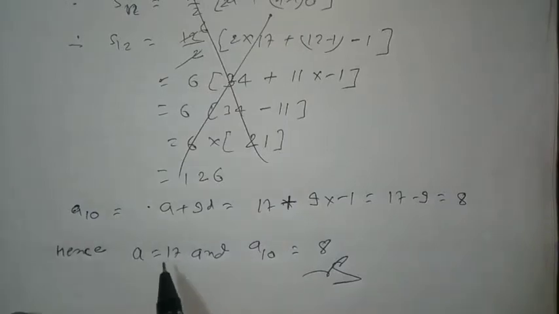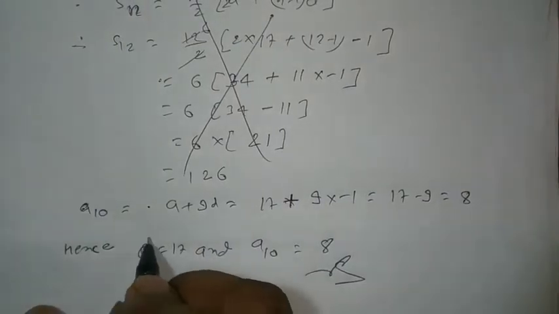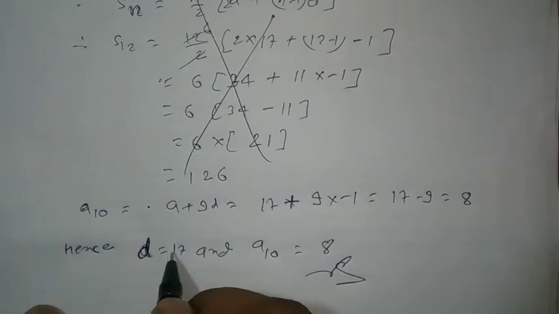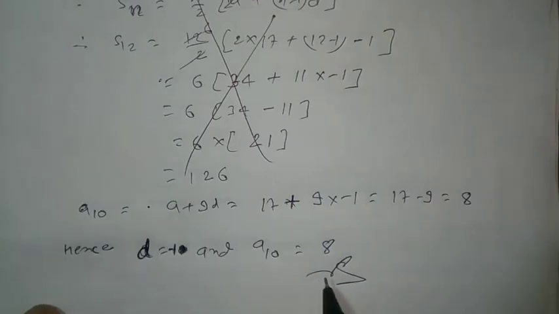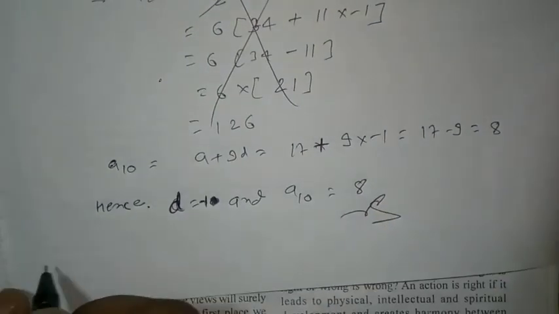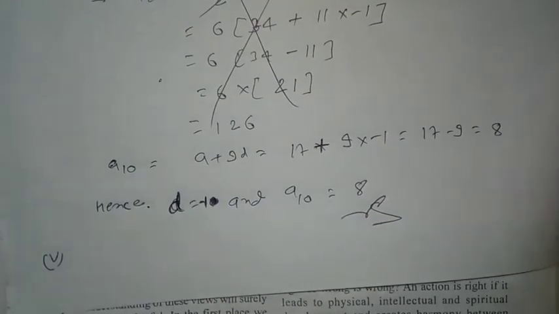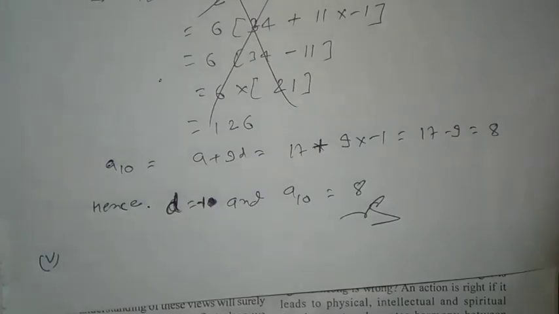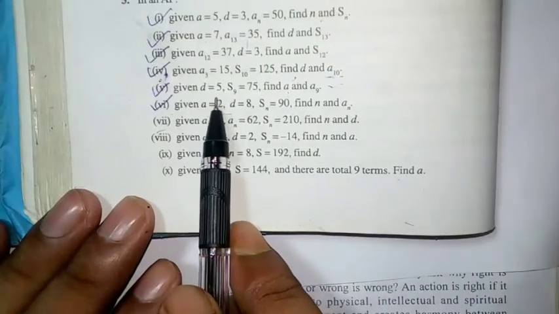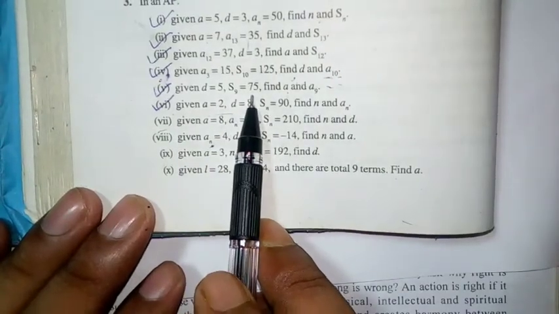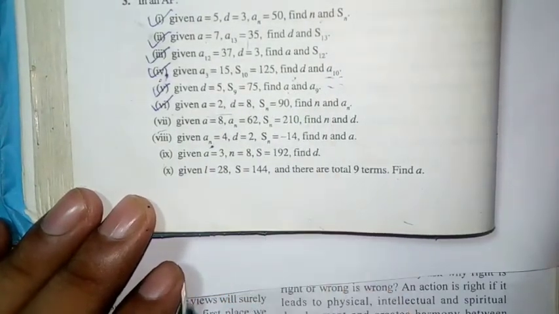So then we have to find the value of d, hence d is equal to minus 1 and A10 is equal to 8. That's all. This is your answer. Now the next question, question number 5. Given d is equal to 5, S9 is equal to 75, find the value of a and A9.